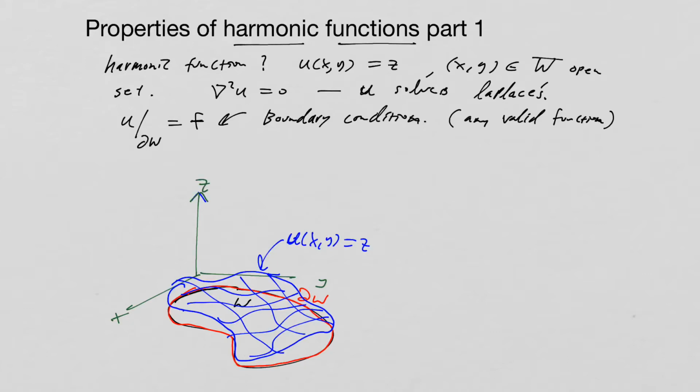Okay, and then on that boundary, there's some specified Dirichlet boundary condition where u is equal to f on the boundary, and I'll draw that in black. Okay, so a harmonic function literally equals a Laplace solution.